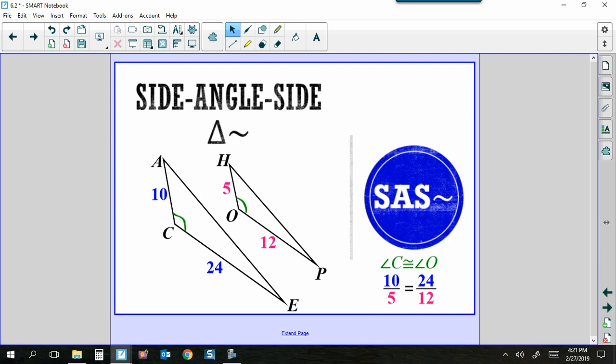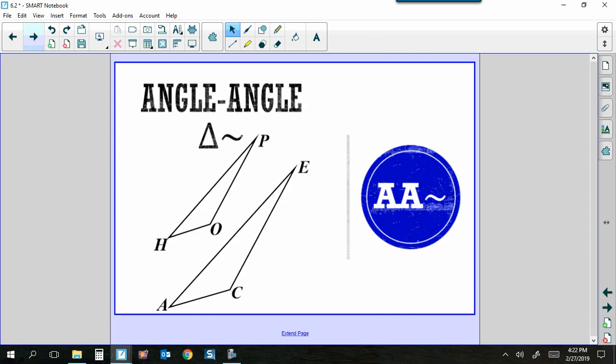Just a mental note, if you are going to say side, side, side, or side angle side, you have to have numbers to see if they are proportional, or congruency signs. But 99% of the time, we will give you numbers if you have to use them. And then the last one is angle similarity. So if you have two pairs of congruent angles, you know the triangles are similar.